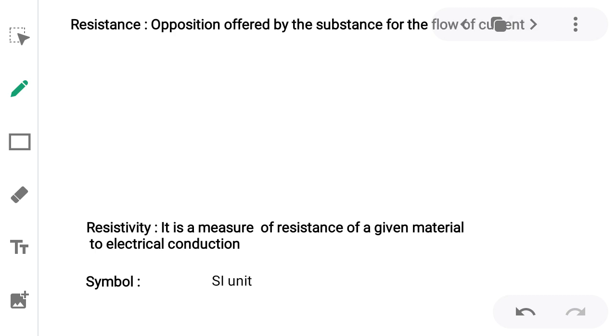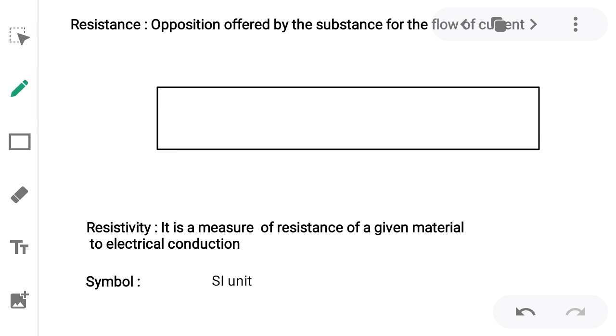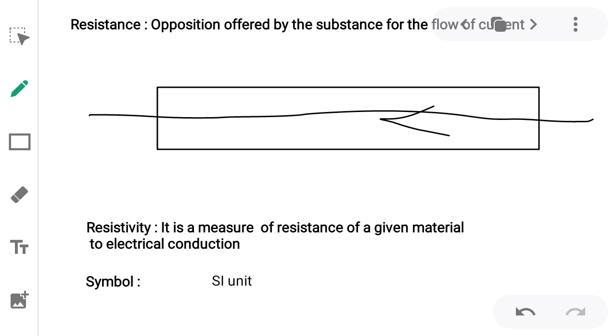Next point, resistance. See, resistance means, again, the same substance I am considering. Resistance, as the definition says, is the opposition offered by the substance to the flow of the current. As the electric current is passing in this direction, if the substance offers some kind of opposition, that opposition is known as resistance.